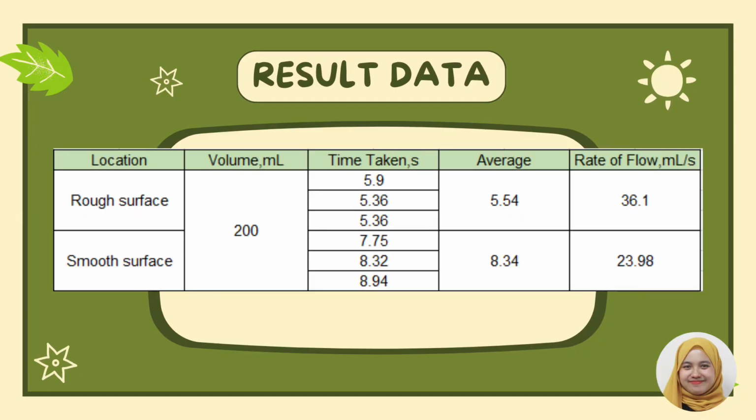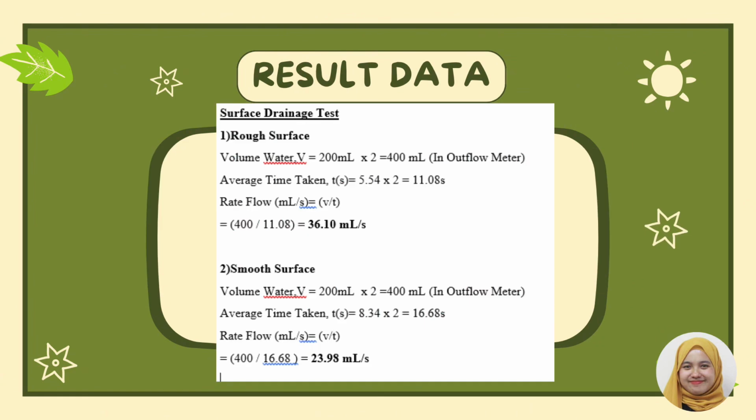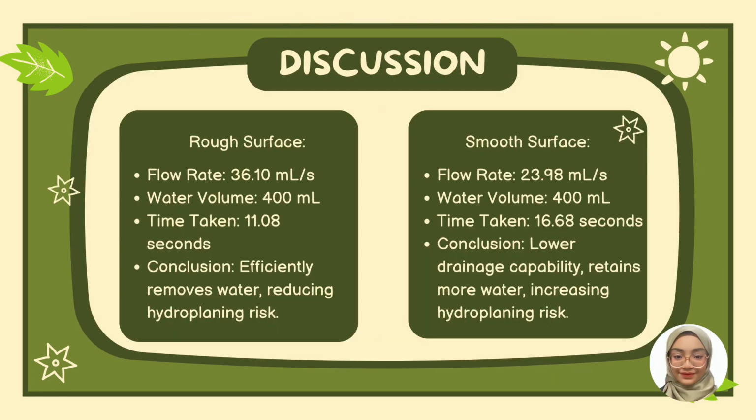For the surface drainage test, we need to find the flow rate, which is the volume of the water divided by the average time taken, since we take 3 readings for the rough and smooth surfaces. The flow rate for the rough surface is 36.10 ml per second, and for the smooth surface, the flow rate we get is 23.98 ml per second.